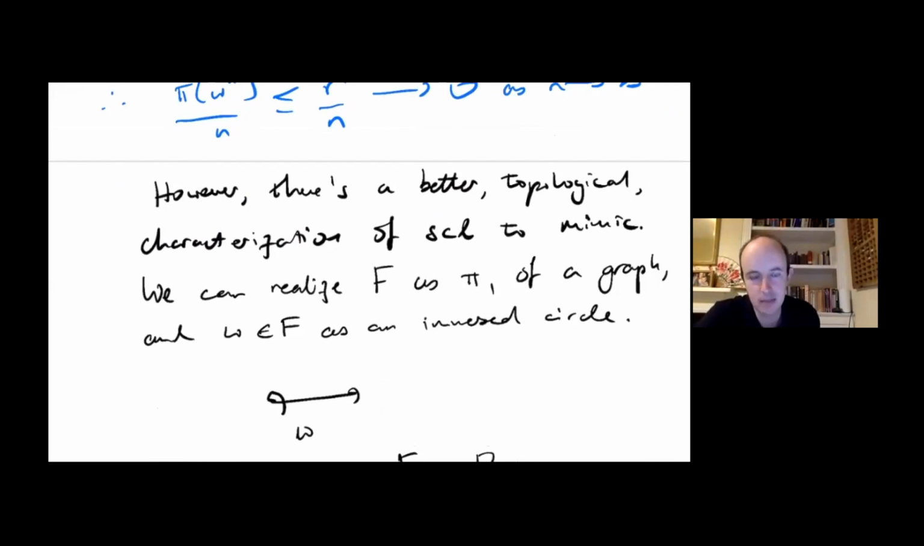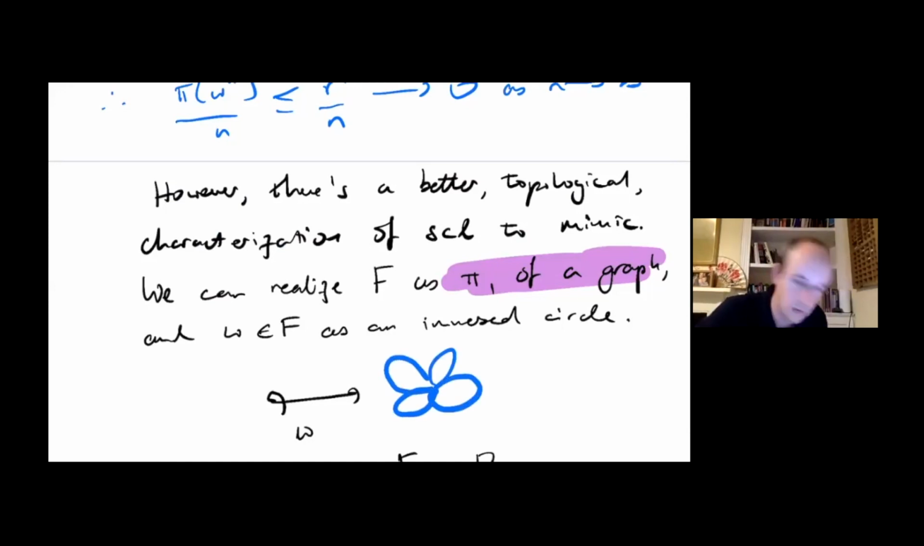Okay, but here's one way to talk about that though. So here's a better characterization of what SCL is. But to do it, we have to think about topology. So we have to think about free groups as fundamental groups of graphs. So I want to think about pi_1 as the fundamental group of a graph. So here's my graph. It's going to be a rose. In other words, a graph which has one vertex and R edges, a wedge of circles is one way to say what it is, where R is the number of generators.